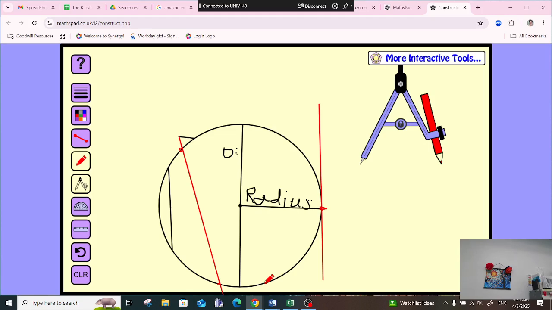But if a tangent is drawn to a radius, that's when it's 90 degrees, okay? But only when it's a radius. Because I could draw another tangent, like I could draw another tangent here.